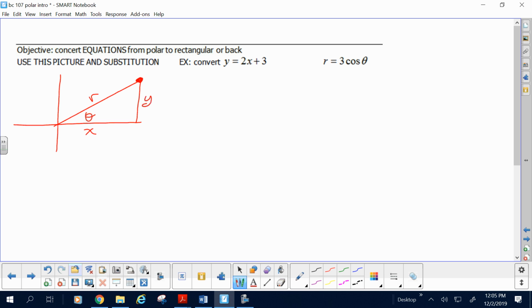Give me one x, y, r relationship or x, y, theta relationship. X squared plus y squared is r squared. Or, r is technically plus or minus, but we typically use plus the square root of x squared plus y squared. That's one relationship that we could use to jump from one form to the other.